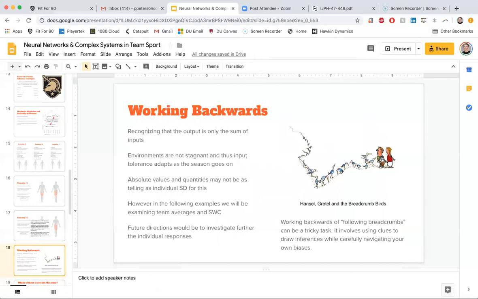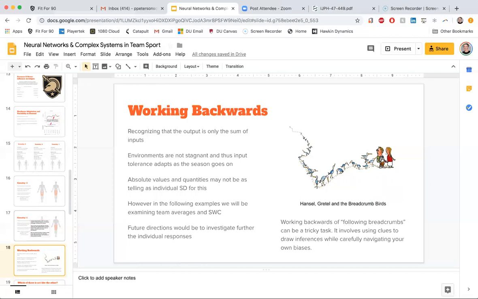So working backwards, understanding that these outputs are really the sum of the inputs. Environments aren't stagnant, so these things change as the season goes on. It's all about determining what's important and when.